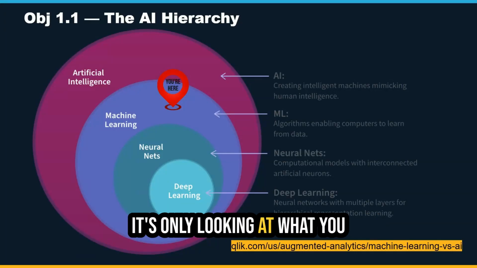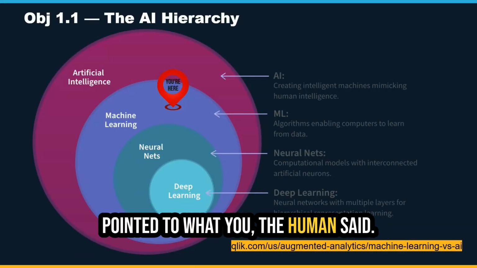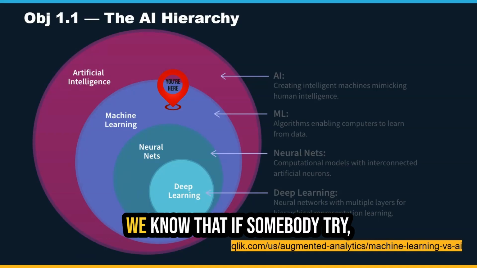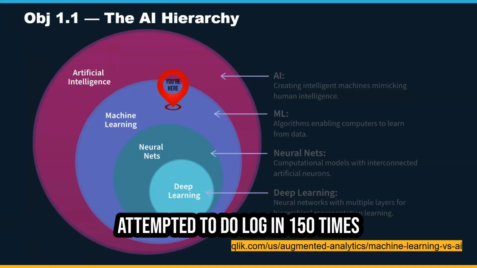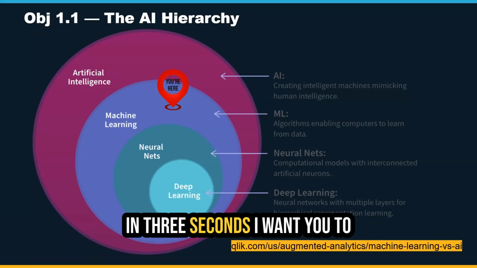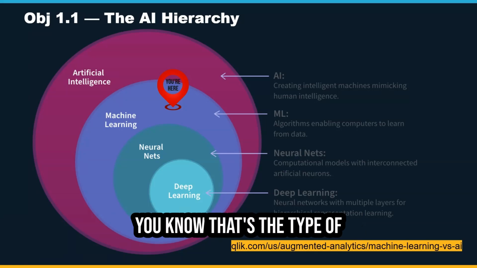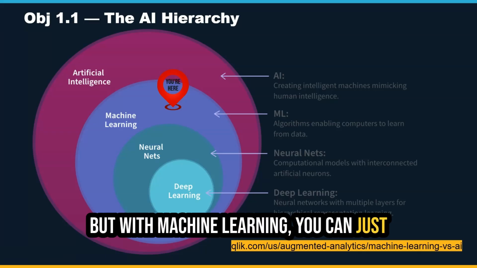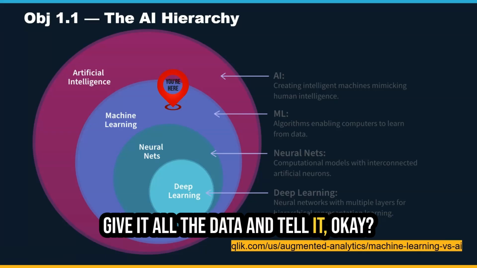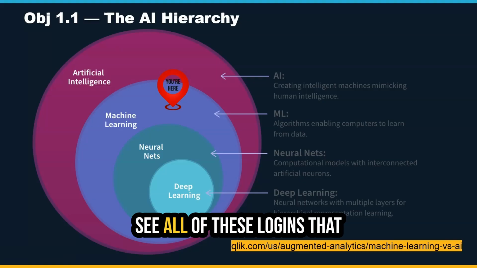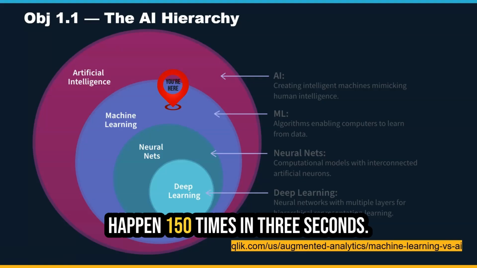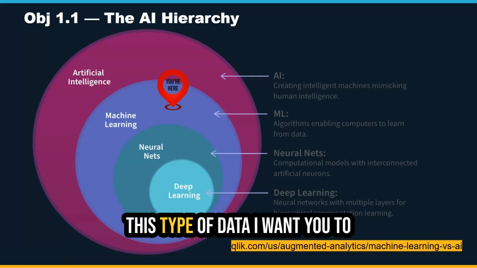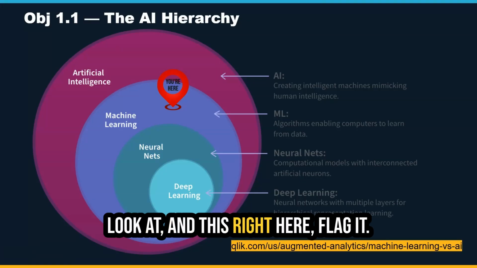It's only looking at what you pointed to, what you, the human, said. Okay, we know that if somebody attempted to log in 150 times in 3 seconds, I want you to flag that and send me a message. That's the type of script you could do, right? But with machine learning, you can just give it all the data and tell it, okay, see all of these systems, right? See all of these logins that happen 150 times in 3 seconds. This type of data I want you to look at, and this right here, flag it.